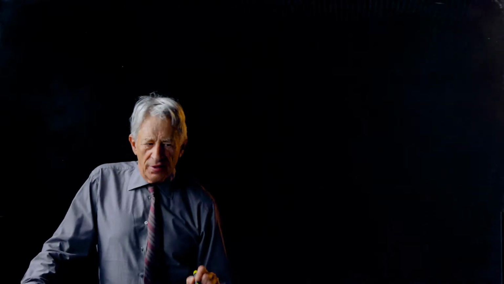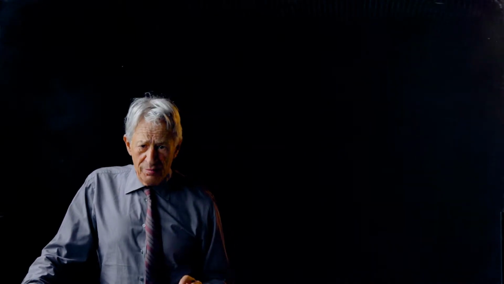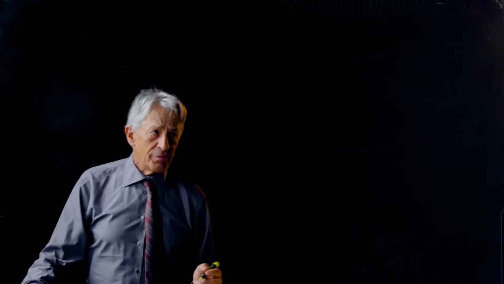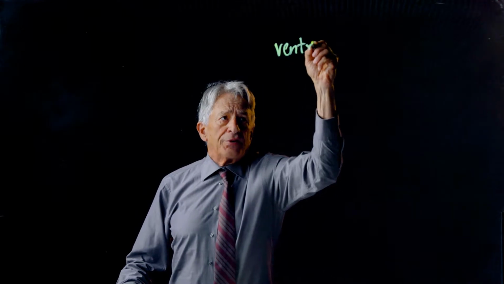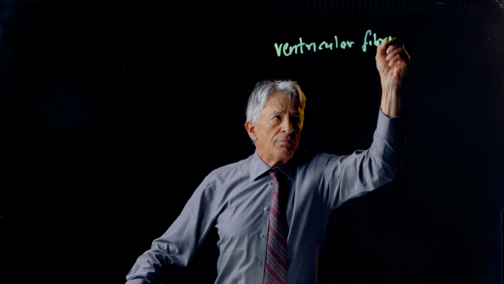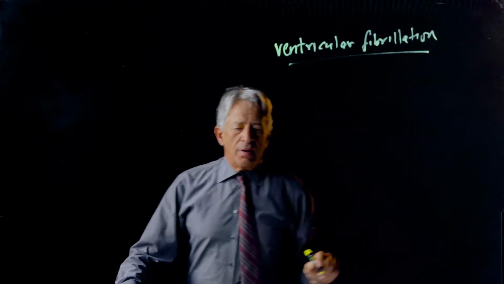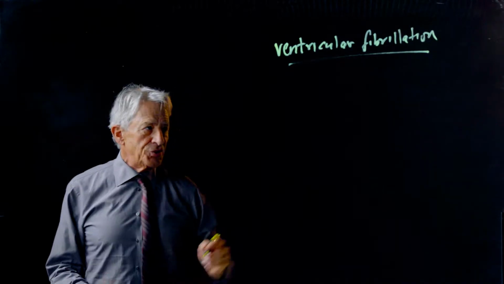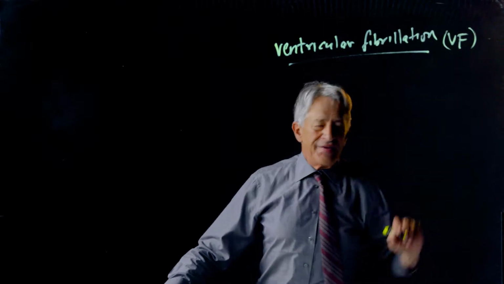But that phenomenon, that aperiodic beating, it is an arrhythmia, but it's not the most dangerous arrhythmia. The most dangerous arrhythmia, and the one that's lethal, is ventricular fibrillation. And what is ventricular fibrillation, usually referred to as VF?